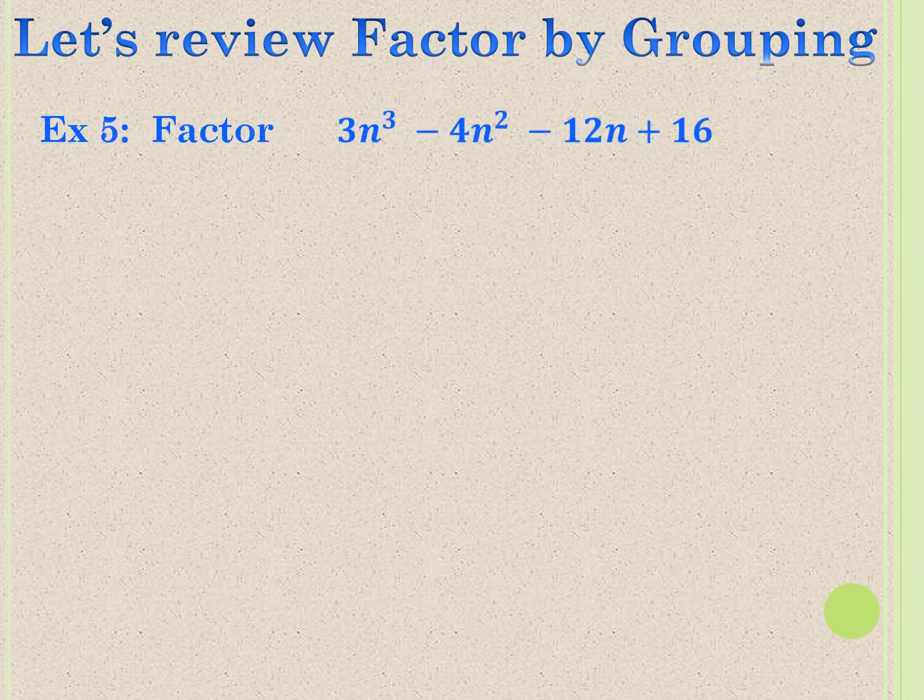Now, let's review factor by grouping. The reason we're reviewing this now is, hint, hint, on your homework, when you factor some of those, you may need to use factor by grouping, and that's okay. So let's review that. I want to factor 3n cubed minus 4n squared minus 12n plus 16. If you remember, you underline the first two, underline the second two. Now we're going to GCF the first pair, so that's going to be n squared. When I pull out n squared, I'm left with 3n minus 4.